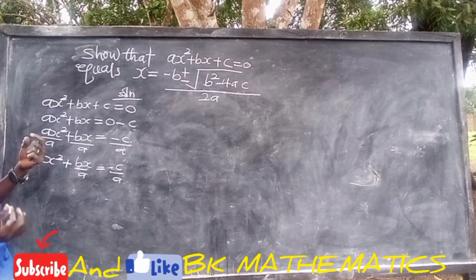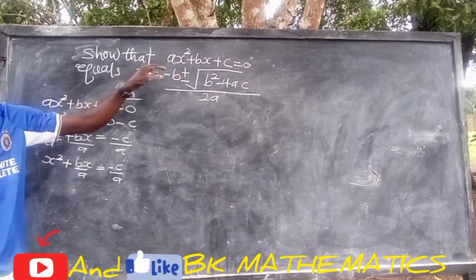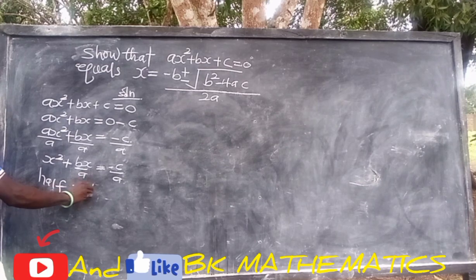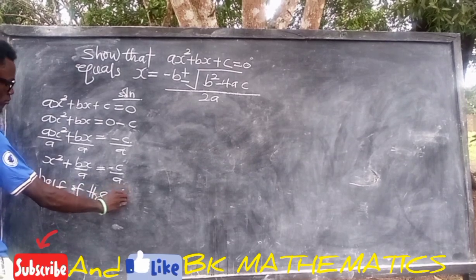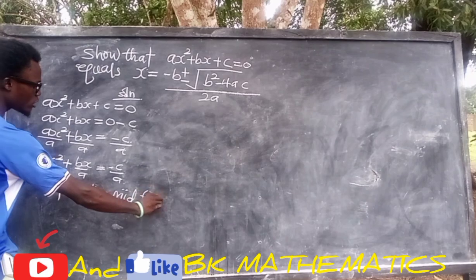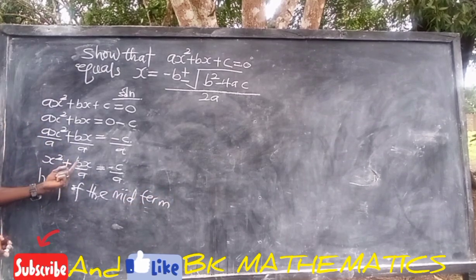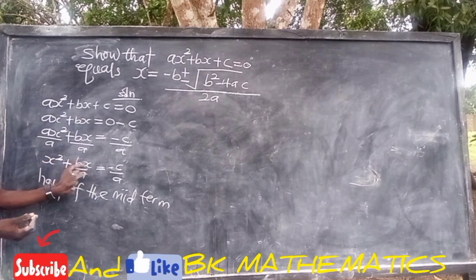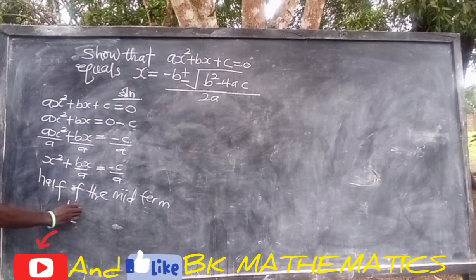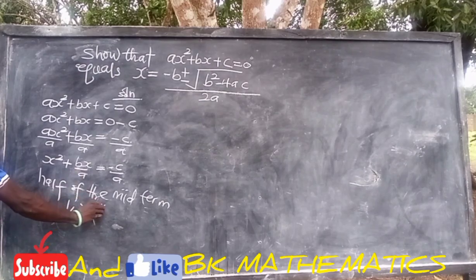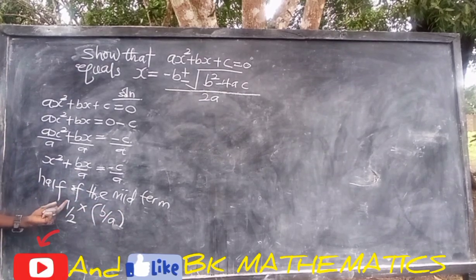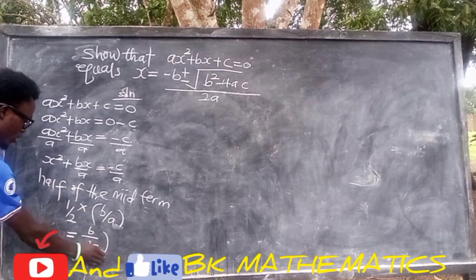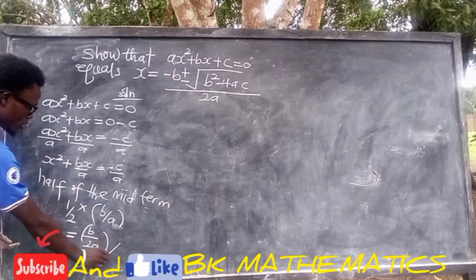Now the next step that I have to take here, if you want to arrive at this point, we say half of the midterm. Now what is the midterm here? This is the first term, the second term, and this is the third term. So if you are asked to find half of the midterm, this is the midterm. Half means we say 1 upon 2 multiplying by the midterm, which is b upon a. Then multiplying this, you are going to have 1 times b, you are going to have b upon 2a. This is the half of the midterm.